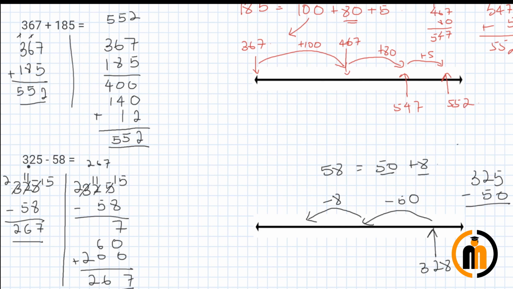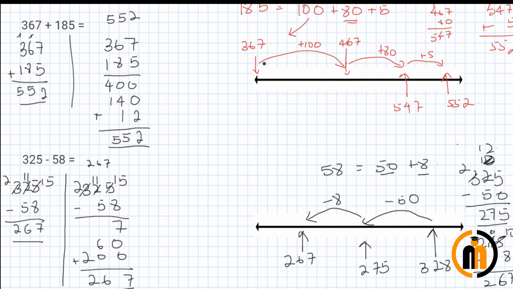Alright, so here should be 275. And then we have 275 minus 8. So this becomes 267.